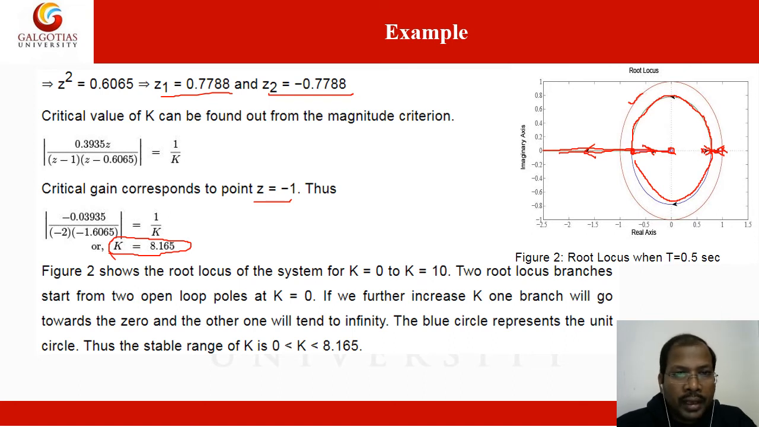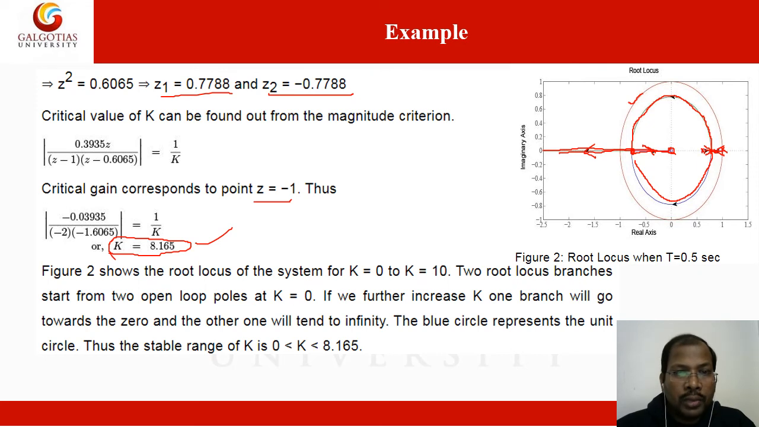So here the k value is given. It shows the root locus of the system for k is equal to 0 to k is equal to 10. Two root locus branches start from the two open-loop poles at k is equal to 0. If we further increase k, one branch will go towards the zero and the other tends to infinity. Then if we increase k further, one goes to terminate at this one, and the other goes to terminate at infinity. That is represented by the blue lines.